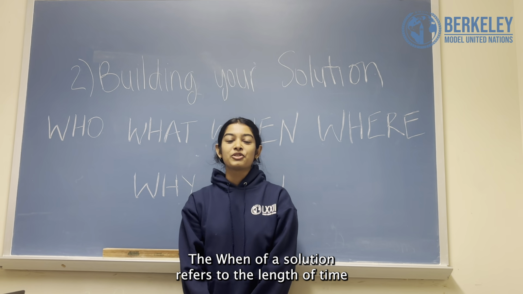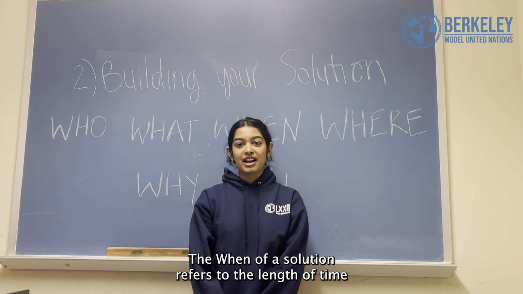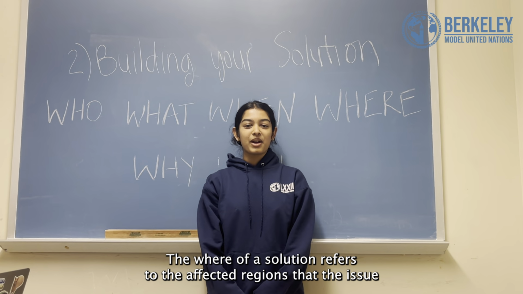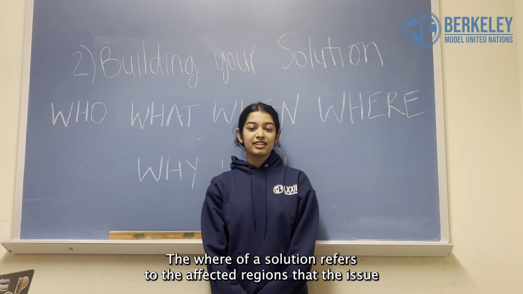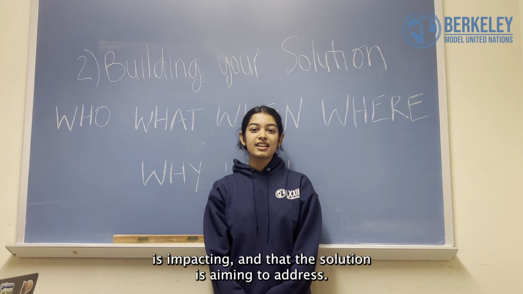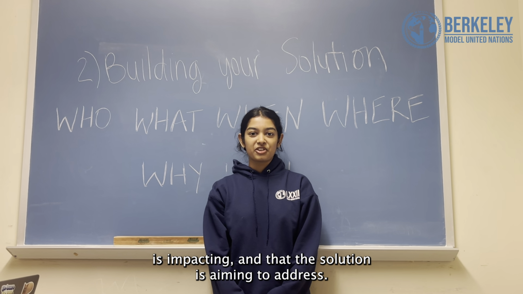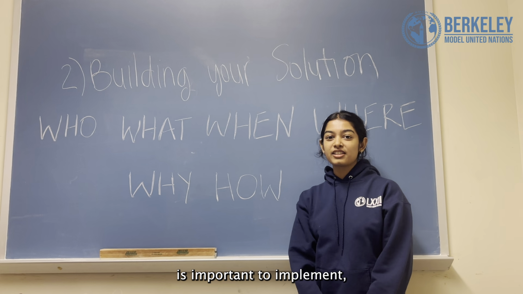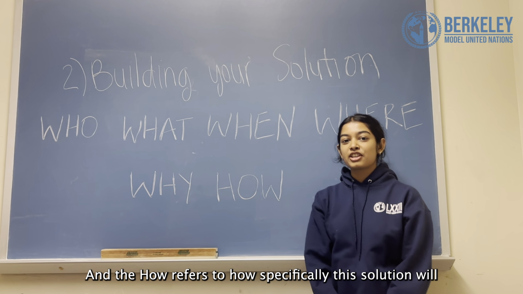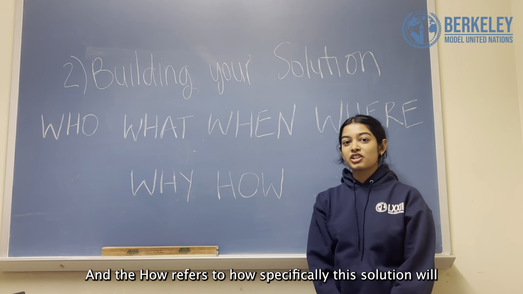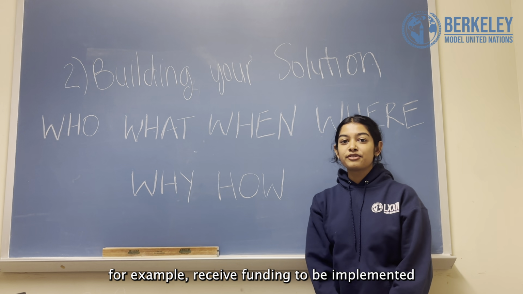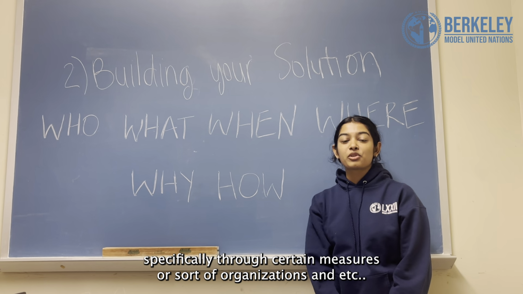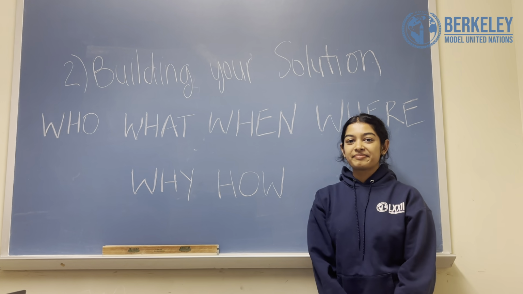The when of a solution refers to the length of time it requires for a solution to be implemented. The where of a solution refers to the affected regions that the issue is impacting and that the solution is aiming to address. The why refers to why the solution is important to implement, and the how refers to how specifically this solution will, for example, receive funding, be implemented specifically through certain measures or certain organizations, and so on.